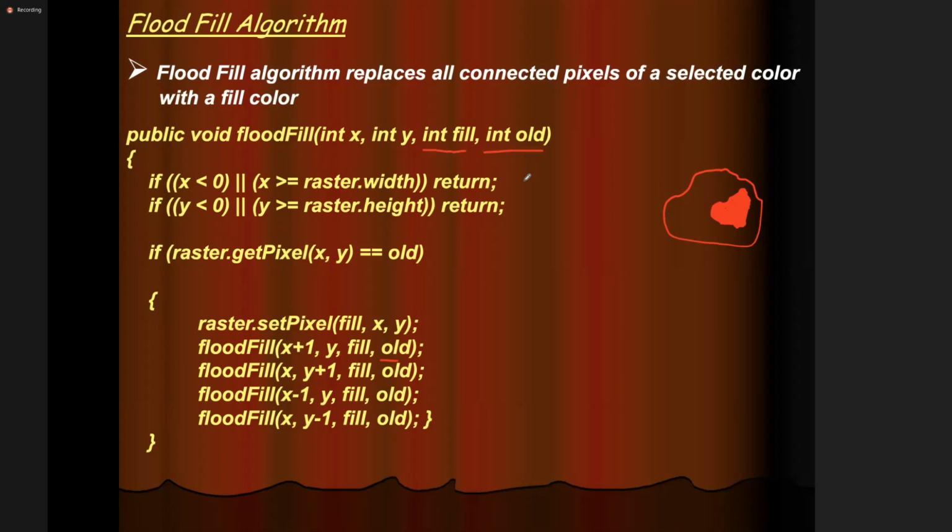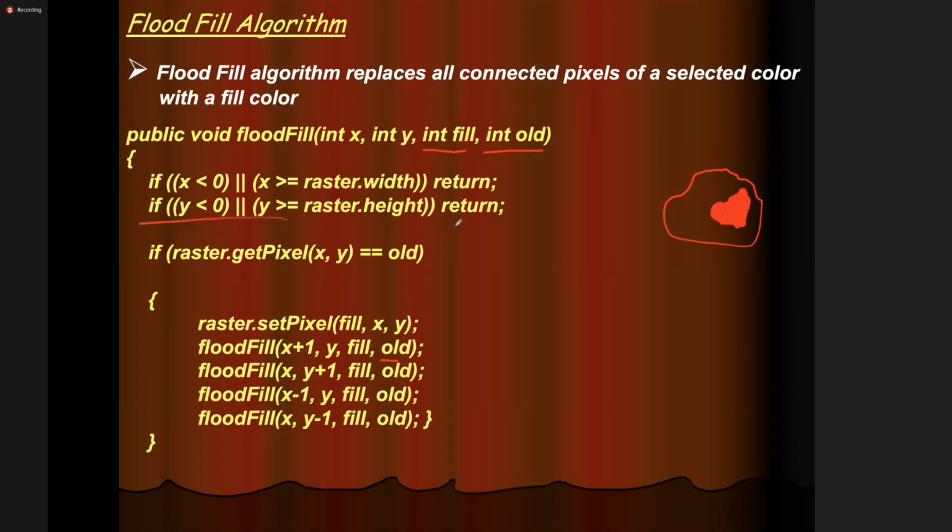Selecting an existing color and putting another color in its place is what this flood fill algorithm does. So we replace the existing color with a new color. So we have to give what the new color to be filled is. That is the old color, and all old color areas will be filled.